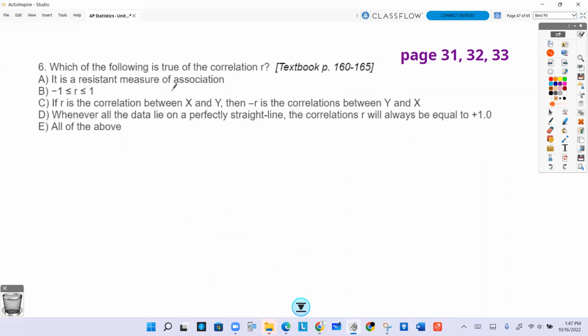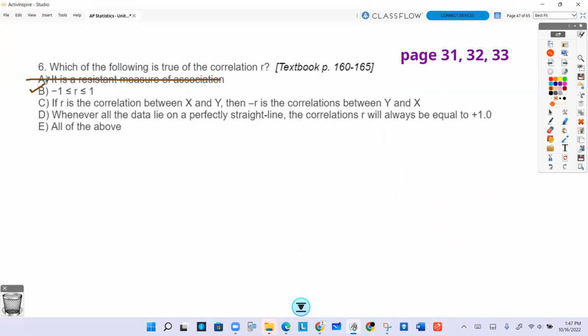6, which of the following is true for the correlation of R? It is a resistant measure of association. No, the R value can change based off of the influential points or the outliers that you put on the graph. So it is not resistant. It is between -1 and 1.